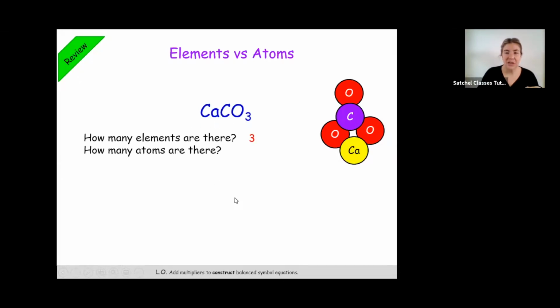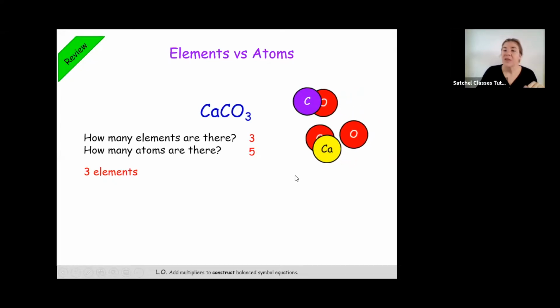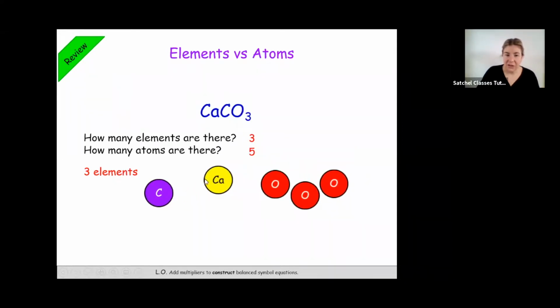So how many elements are there? Let's break it down. There are 3. There's calcium, there's carbon, and there's oxygen. Okay, they're the 3 different elements. How many atoms are there? There are 5. Okay, so there are 5 different atoms, 1 calcium, 1 carbon, and 3 oxygen. Again, it might seem a little bit easy for some of you, and for some of you it might be a little bit difficult, but it's just to get you thinking about what all this actually means. And it's actually really important that you understand it before we start balancing equations.